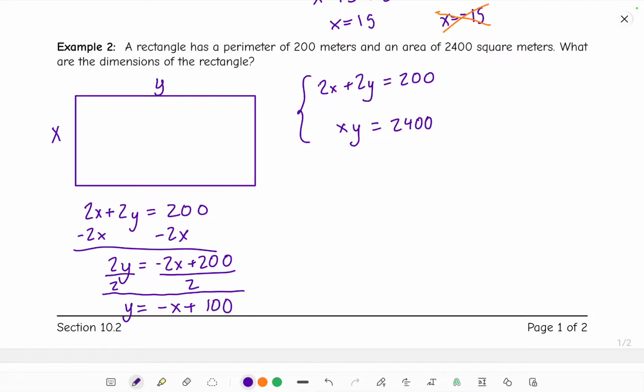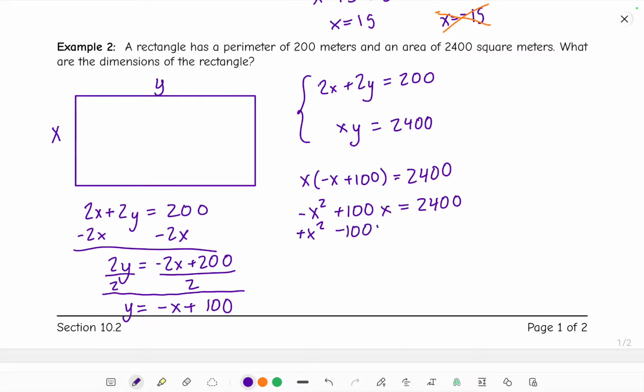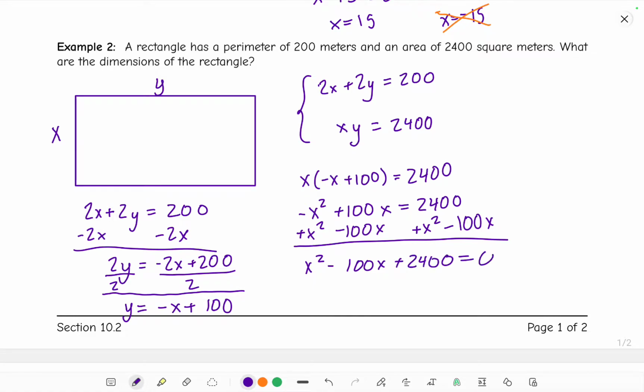And now substitute that into the second equation. So we get x times negative x plus 100 equals 2,400. Distribute the x, we get negative x squared plus 100x equals 2,400. Then I'm actually going to add x squared and subtract 100x from both sides. That way my x squared is positive. So then we get x squared minus 100x plus 2,400 equals 0.